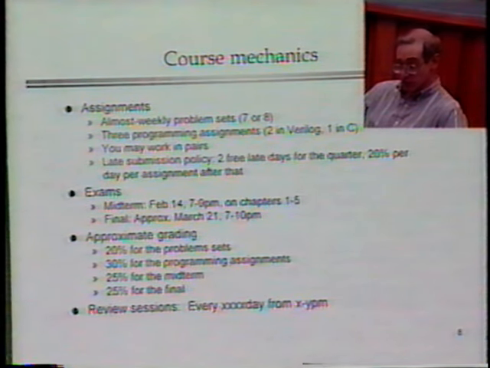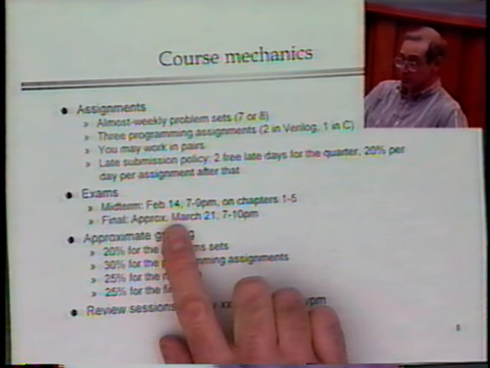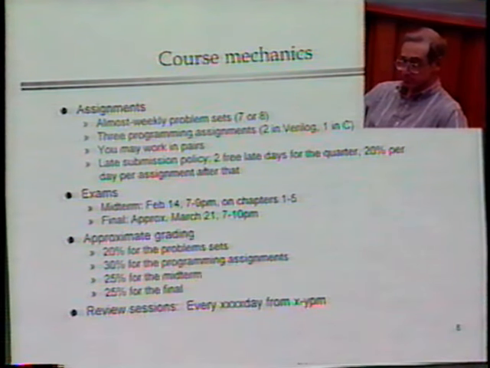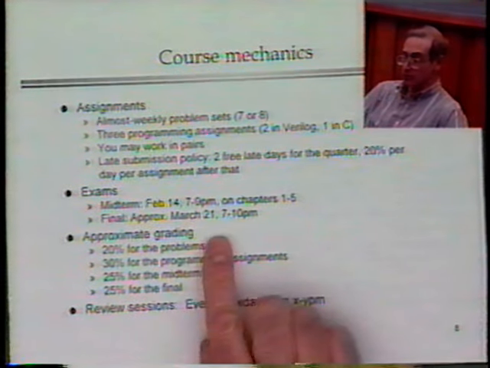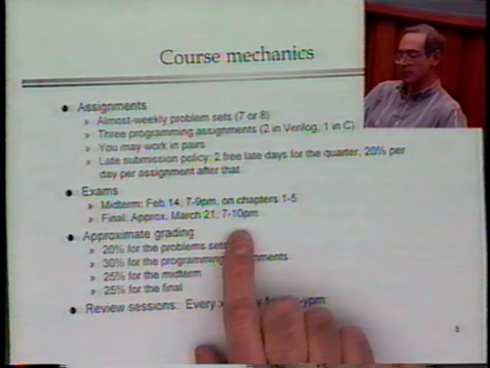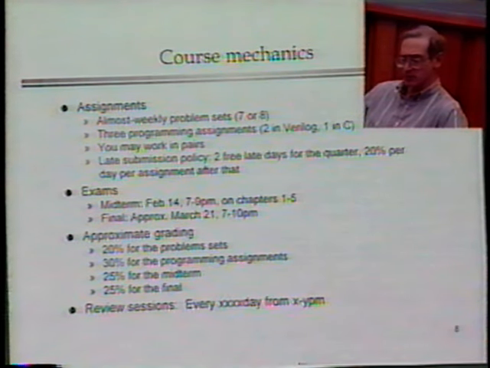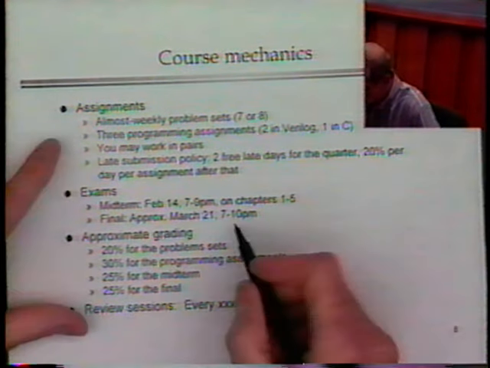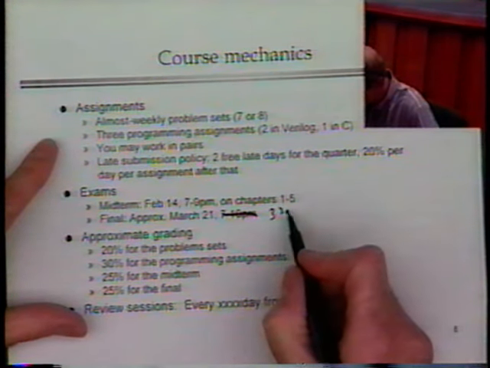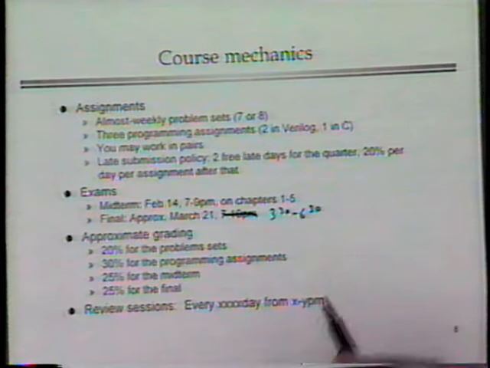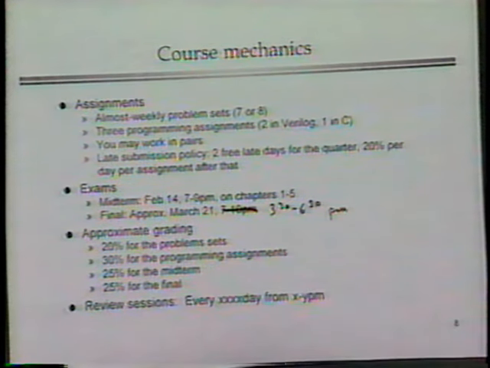There will be 2 exams, a midterm and a final. Tentative times for them are midterm on February 14th, 7 to 9 p.m. And for the final, March 21st, 7 to 10 p.m. That time may change because I think they've assigned us a different time in the course schedule. I think the final is from 3:30 to 6:30, okay? Subject to change, but that's our best guess so far.